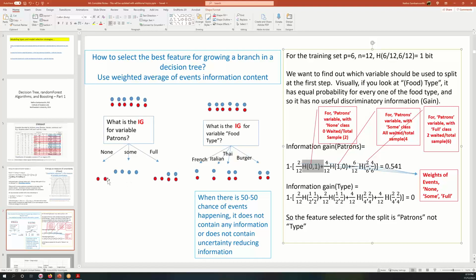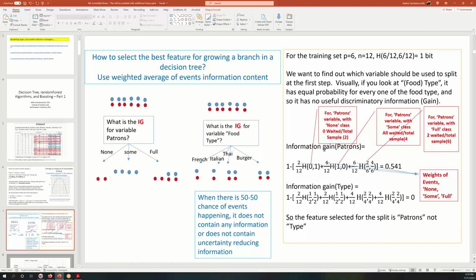Am I making sense? The total weight out of 12 gives you the weight attached to the entropy, and the entropy itself is calculated from the P and Q values. Here P is 0 and Q is 1, which means the probability is 1 that they will not wait. And here P is 1 and Q is 0. But in the third class, P is 2 over 6 and Q is 4 over 6. Are you with me?